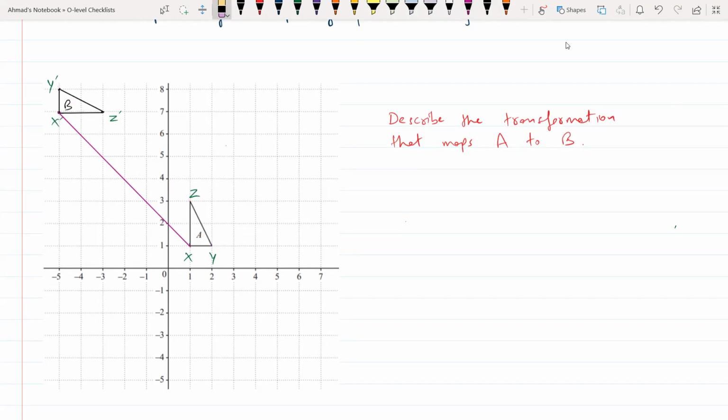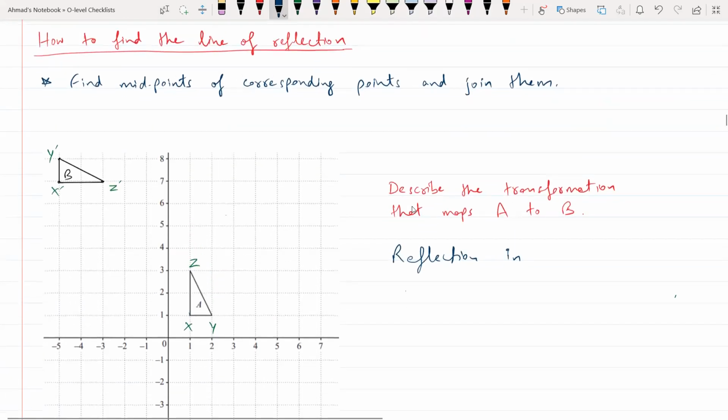जब आपको पता चल गया रिफ्लेक्शन है, अब यहाँ लिख दोगे it's a reflection. अब रिफ्लेक्शन को डिफाइन करने के लिए you have to write the line of reflection. So what is the line of reflection here? That's what you have to figure out. Line of reflection कैसे find करते हैं? We basically find the midpoints of corresponding points और उनको join कर देते हैं.